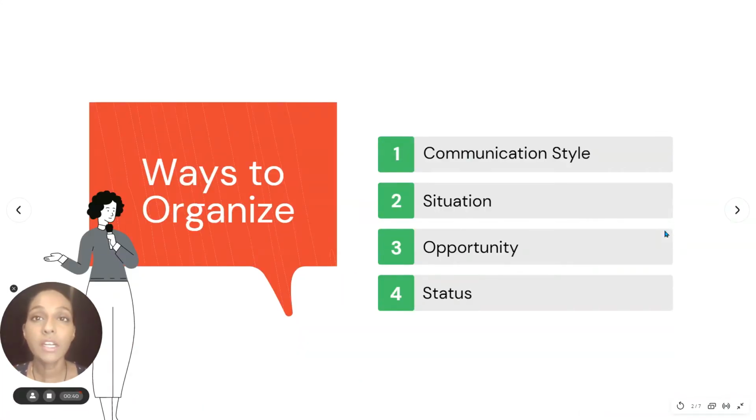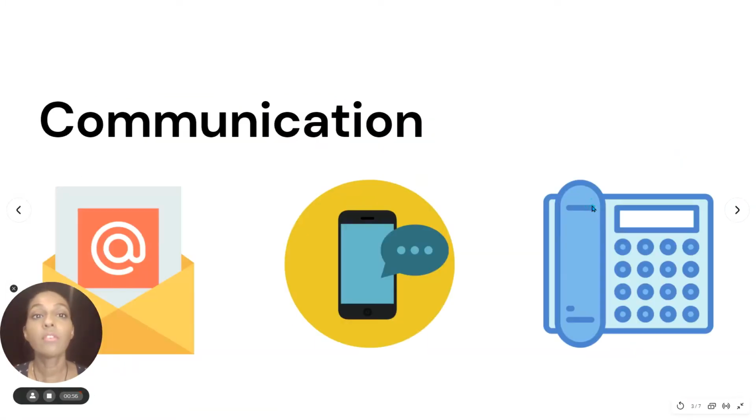Now, there are numerous ways to organize it, but to really simplify it, I've organized it into 4 different categories. One is communication style, 2 is the situation, number 3 is the opportunity, and 4 is status. In regards to communication, the people in your CRM, in your database, all have a preferred method of communication. You want to make sure within the CRM system that you make note of that. Now, how are you going to do that? Yeah, you could put a note, but generally the best way is to categorize, label, or tag your leads appropriately.